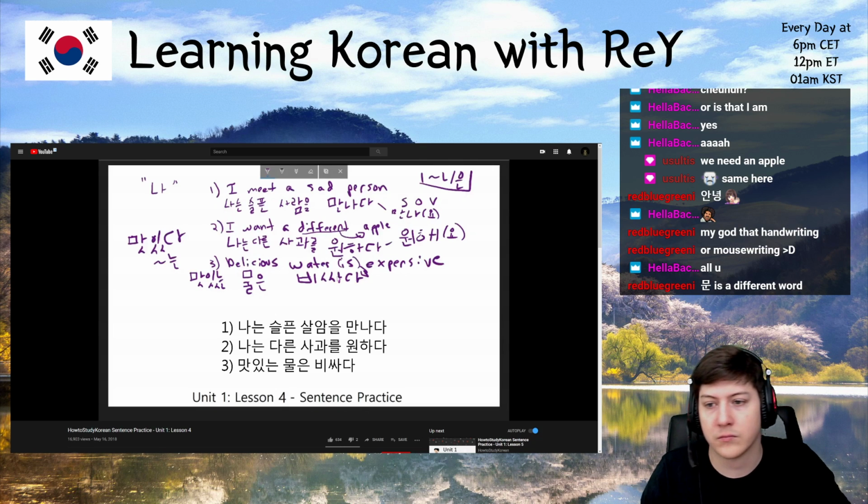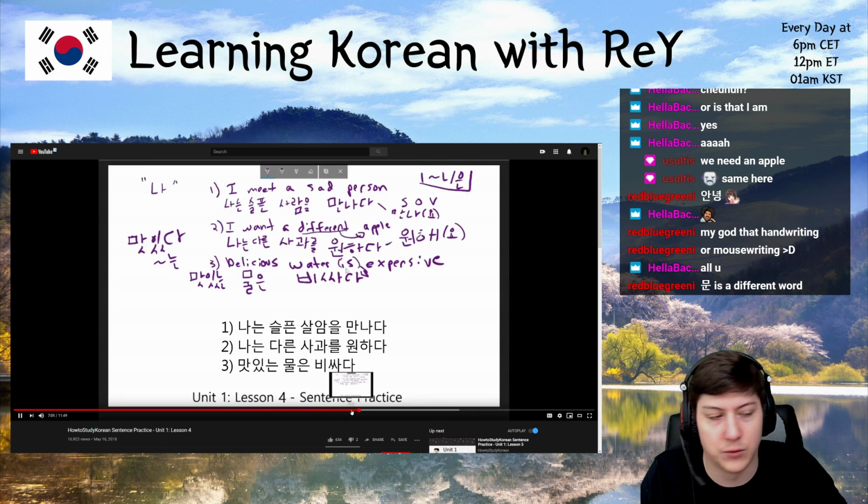Again, this is not a conjugation that you would always see, but it's because it's contained in the adjective itself. So this sentence reads, 마시는 물은 비싸다.